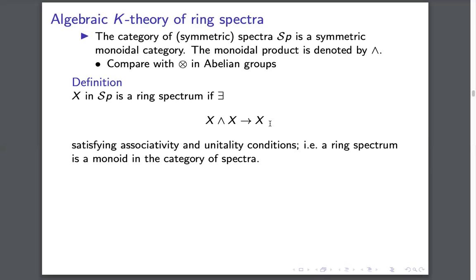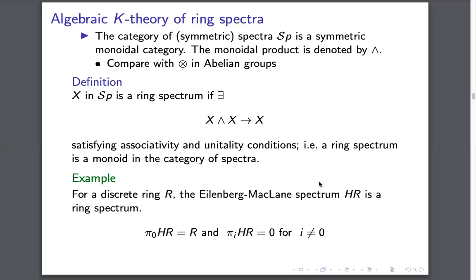In the categorical language, these are just monoids in the symmetric monoidal category of spectra. That's what this is saying. That's the categorical language for this. Actually, there are a lot of examples of ring spectra. Many spectra that we encounter happen to be ring spectra, and sometimes even commutative ring spectra.